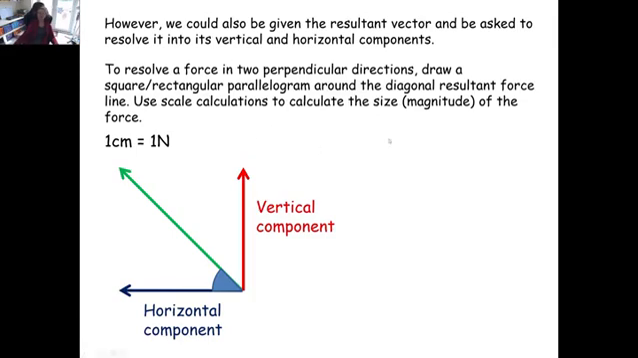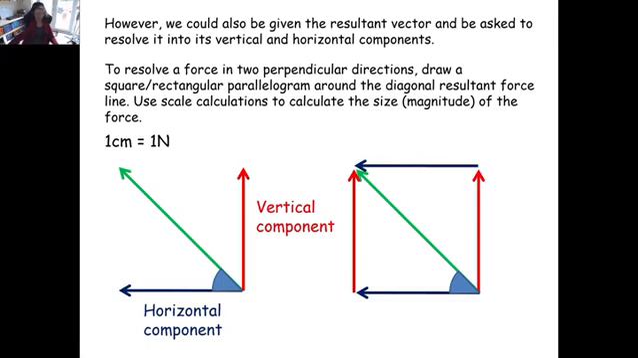Well, to resolve a force into two perpendicular directions, you would actually take your vector and draw a square or a rectangle around it, and then that would give you your vertical and horizontal components. As it says, use scale calculations and then you'll be able to work out the magnitude and the direction of the force. So this is what I mean.